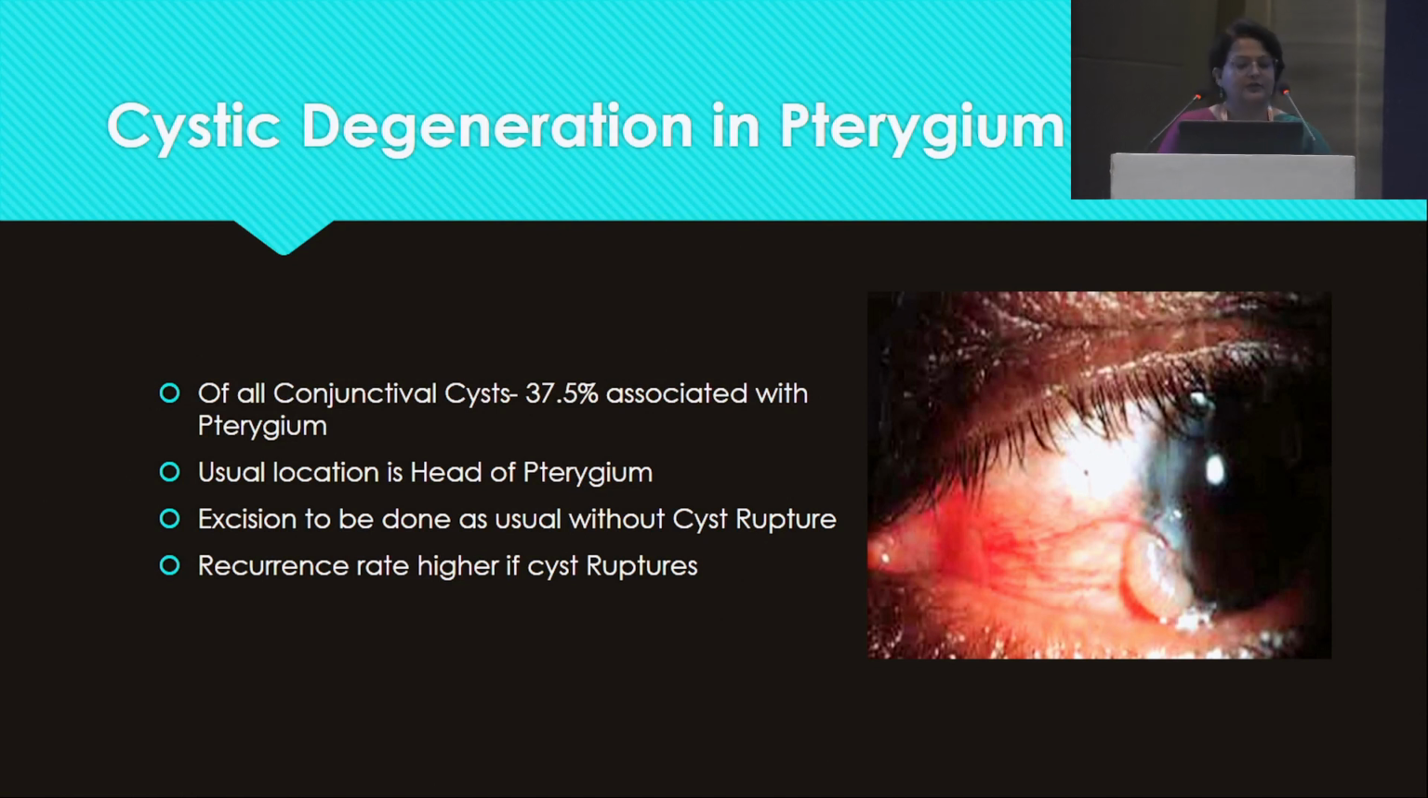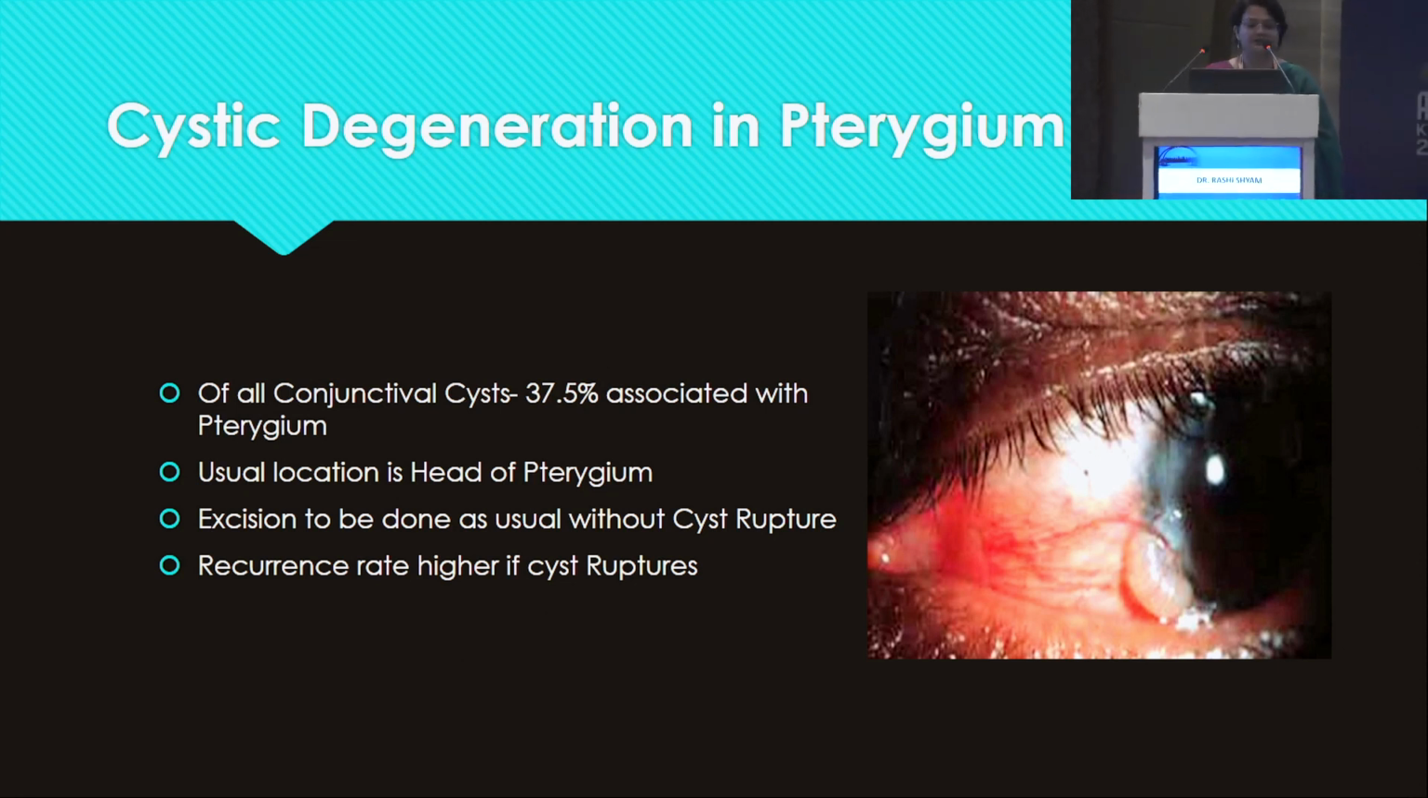So let us cut to the chase. Cystic degeneration in pterygium: as high as 37.5% of conjunctival cysts are seen on the head of the pterygium. Here, studies say that cyst rupture should be avoided, and pterygium excision is done as usual with conjunctival limbal autograft. Recurrence rate is much higher if the cyst ruptures during surgery.